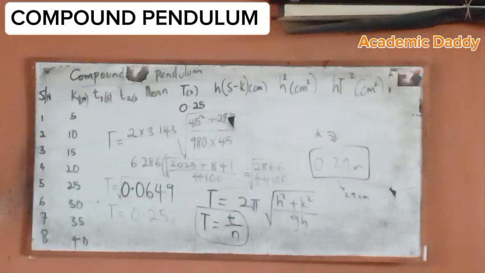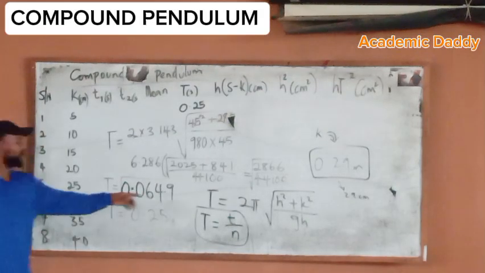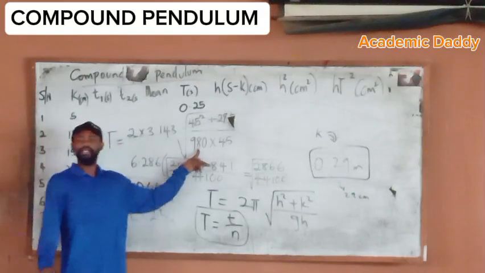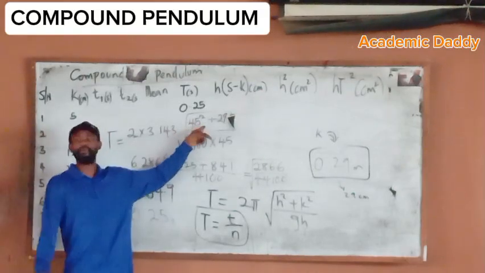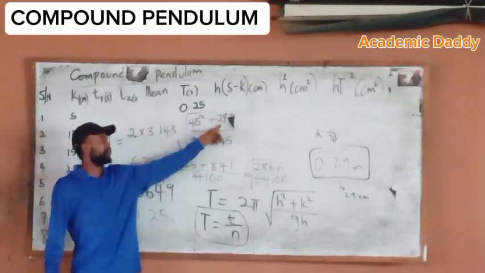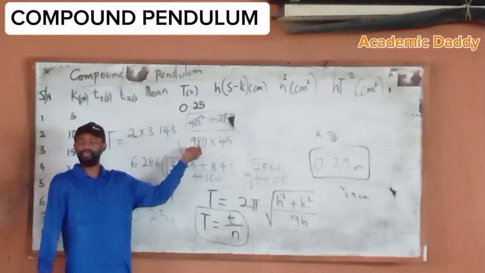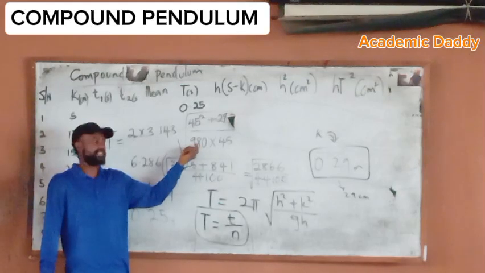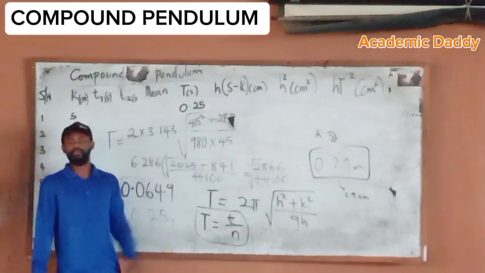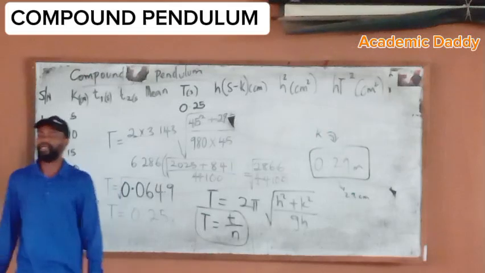So when you use 981, since this is in centimeter, not meter, the 9.8 for gravity is actually in meters and seconds. So we now convert that to centimeter.